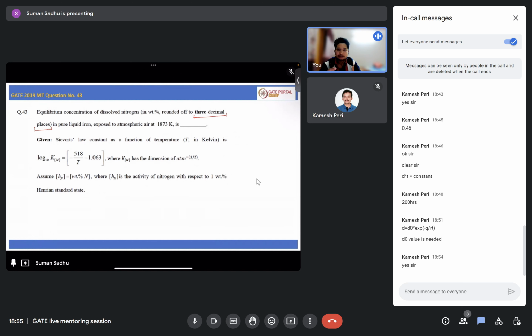This thing you should take care of. Otherwise, let's say if it is mentioned 3 decimal points and you write up to 2 decimal points, then it might be wrong. So it is better to write up to 3 decimal points, precisely.